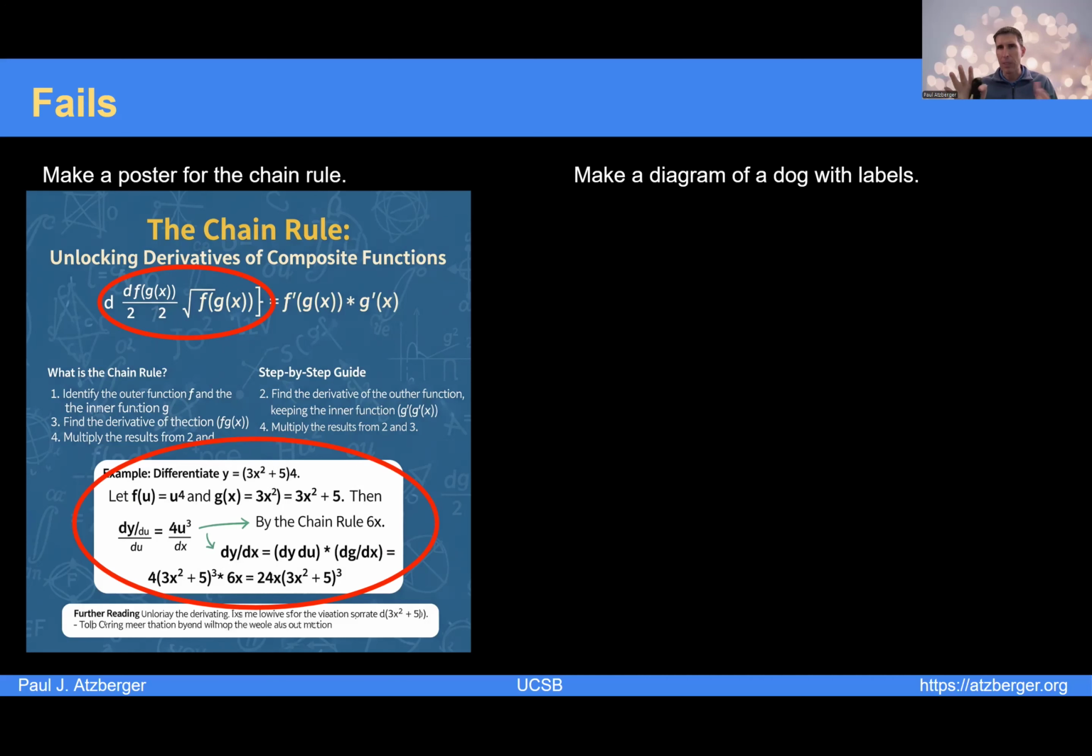And so I decided to dig a little bit deeper. I was like, okay, well, what about taking something simpler than mathematics? Like, make a diagram of a dog with some labels. And this is what you get, right? So there's the eye of the dog, apparently. There's the paw. You can see the muzzle, right?